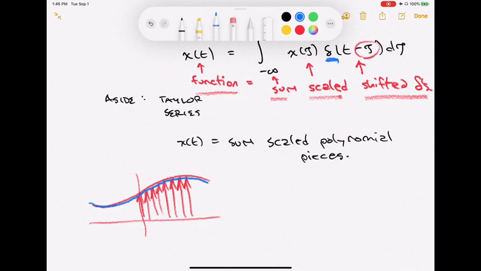Taylor decomposed into different kinds of functions, polynomial pieces. Later on, when we get to the transform domain, we're going to see a different kind of decomposition. Something like a Laplace transform decomposes signals in terms of complex exponentials. Fourier decomposes signals into a linear combination of sinusoids. This sifting property decomposes a function into a linear combination of shifted delta functions.